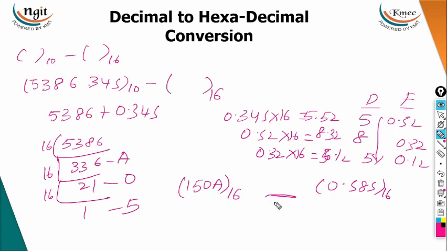So combine these two values: 150A.585 to the base 16. So this is how the conversion goes.